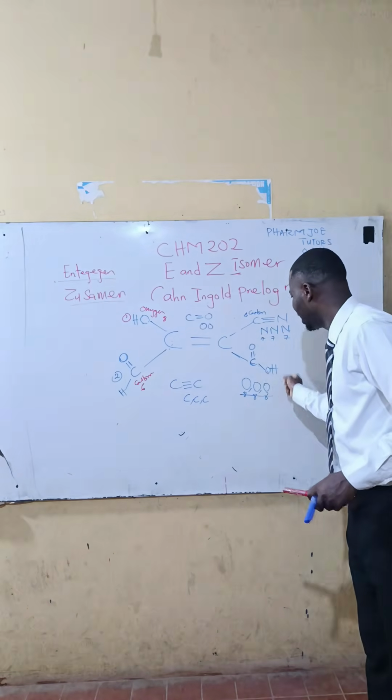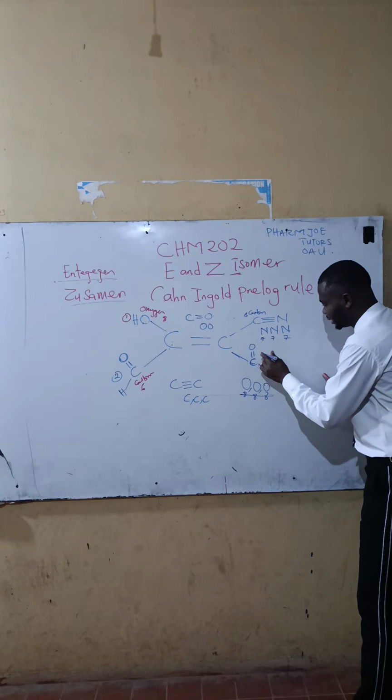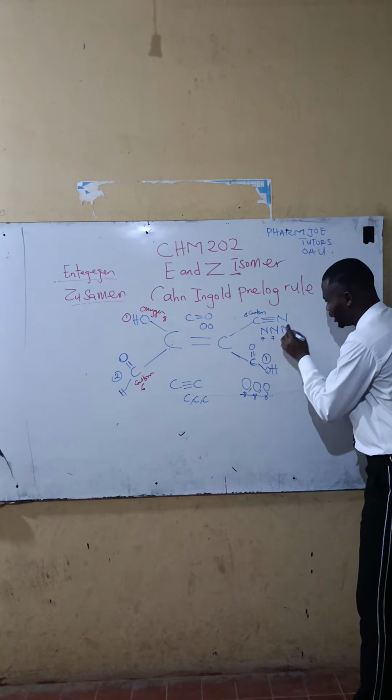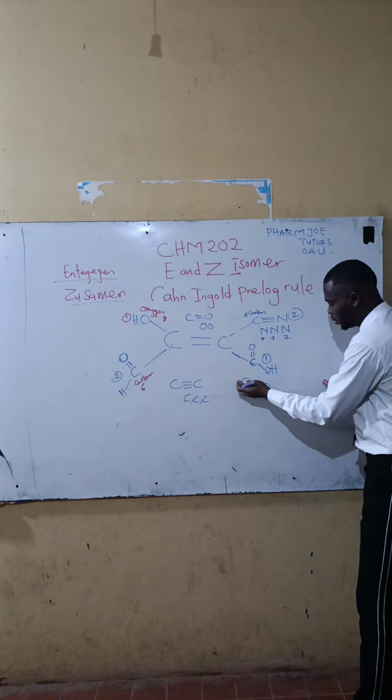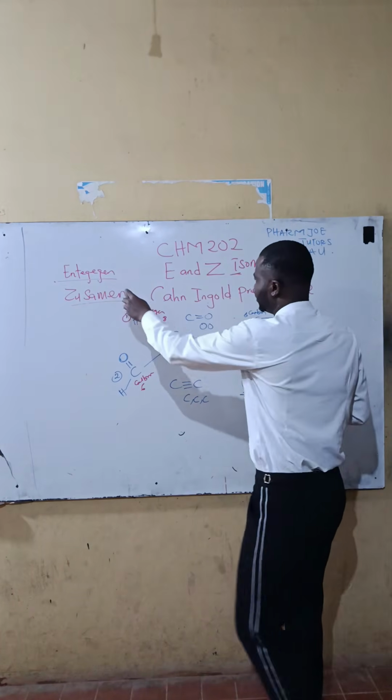Because oxygen is higher, this one will be given priority. So in this case, this is number 1 and this is number 2. Why? Oxygen has more priority than nitrogen.